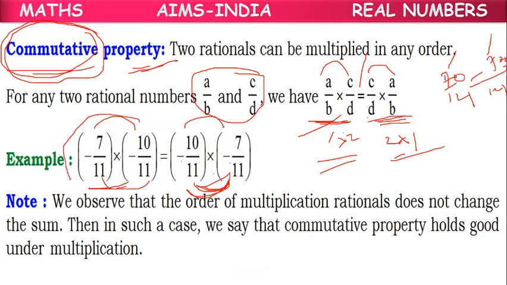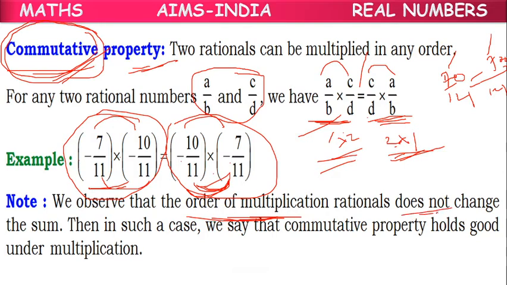This means we can do the product in any order, 1 into 2 or 2 into 1. So commutative property is applicable under multiplication. Under multiplication means the order of multiplication does not change the product. So commutative property holds good under multiplication.